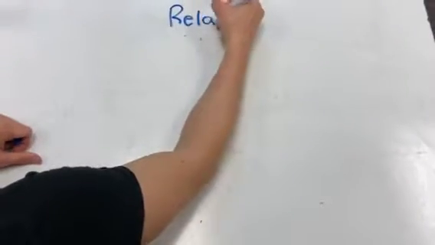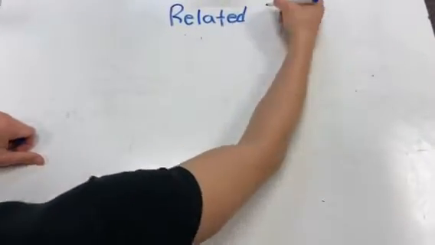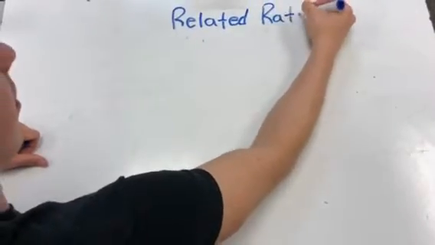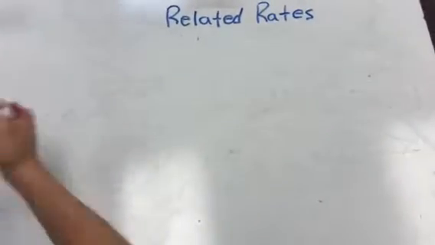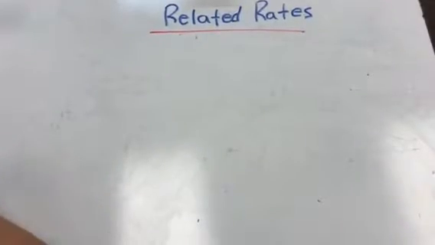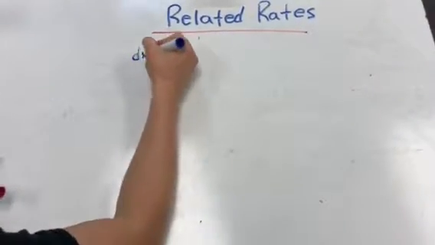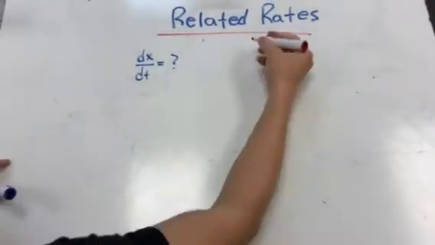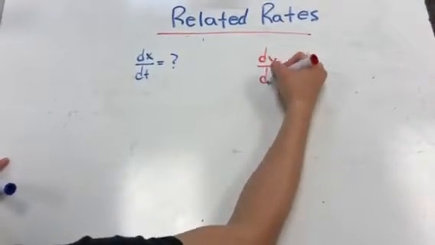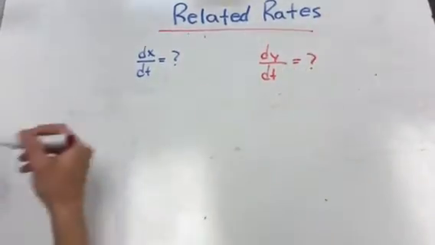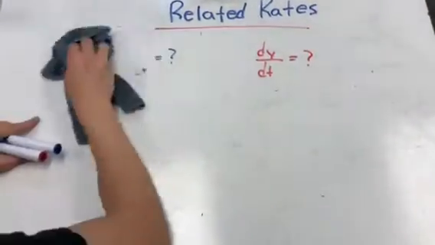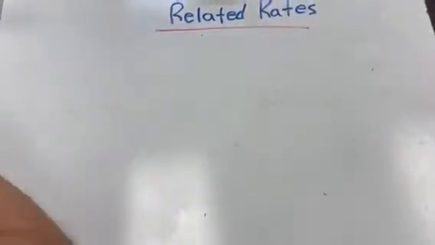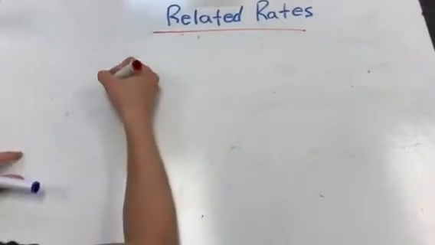Today we're going to discuss related rates, how to approach different related rates problems, and how to solve them. First off, related rates problems involve two or more changing quantities, such as dx over dt or dy over dt. Using information given in the problem, you will be asked to find the rate of change of one quantity by relating that quantity to other quantities whose rates of change are known.